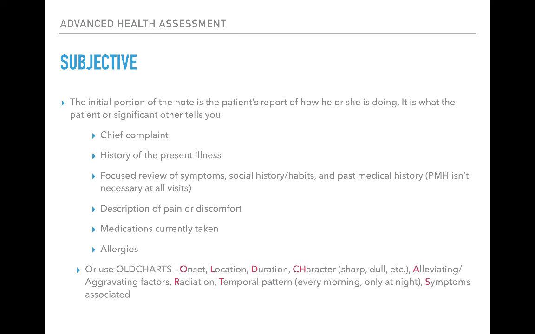One other form that is sometimes used in documentation uses the acronym OLD CHARTS, where you document the onset, the location, the duration, the character of any pain they're having. So is it sharp or dull? Any alleviating or aggravating factors, radiation, temporal pattern. And by that we mean, does it occur on regular intervals? So only first thing in the morning, it occurs every evening, it only occurs right before I go to bed, it only occurs when I'm lying down at night. And then any symptoms that are associated.